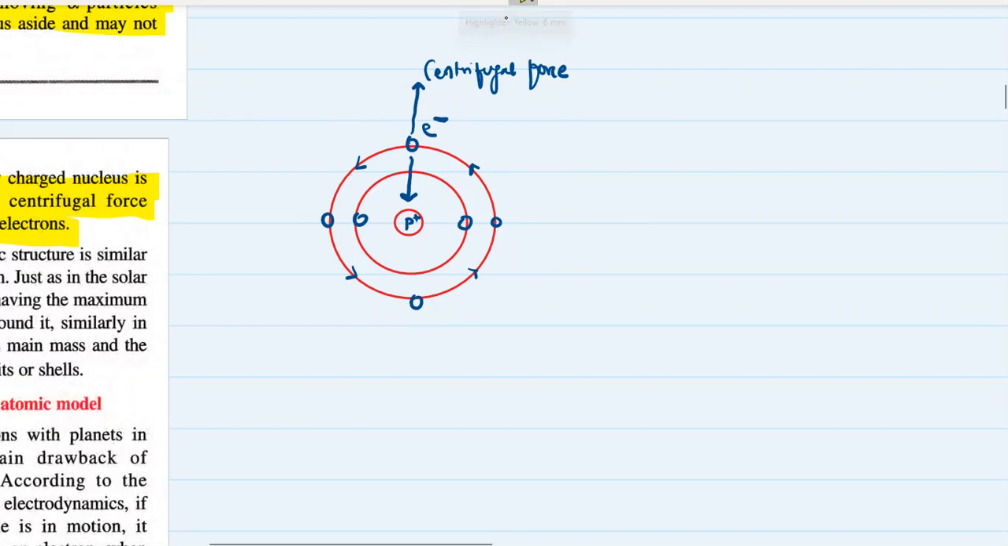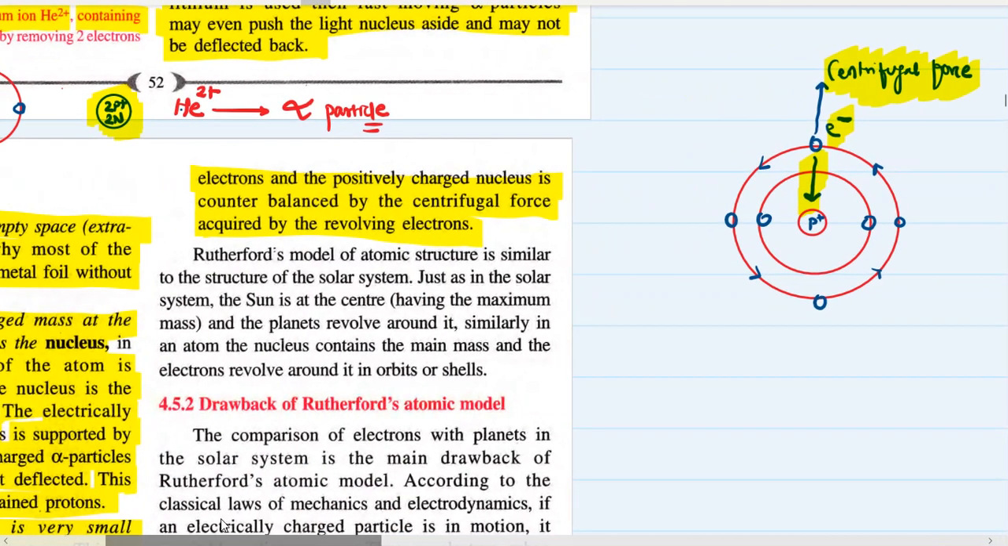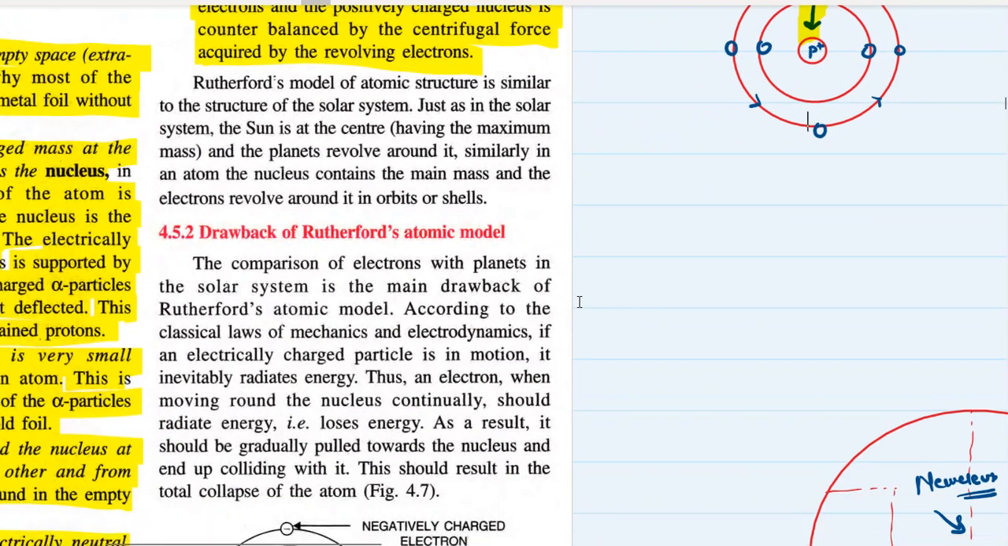Okay, so Rutherford suggested that electrons which are revolving at a very high speed inside the orbit experience this centrifugal force, which is balanced by the force of attraction experienced by these electrons towards the nucleus. And that's why they keep on revolving. They do not go out or fall inside towards the proton. They just keep on revolving in their place. Yeah, that was the last suggestion or assumption of Rutherford regarding the structure of the atom.